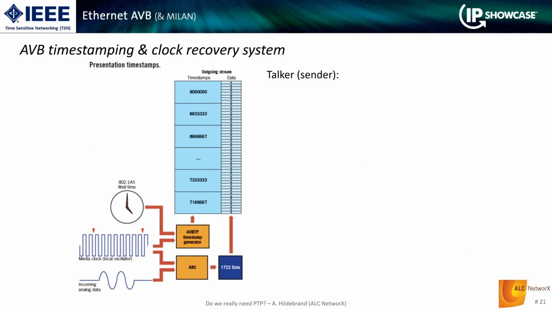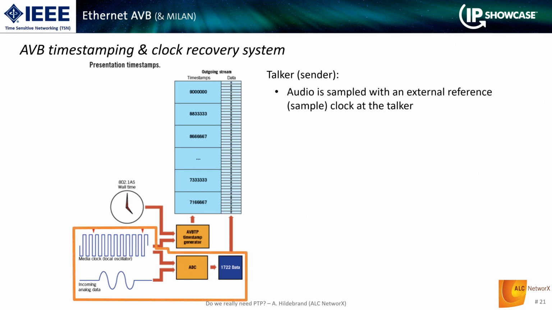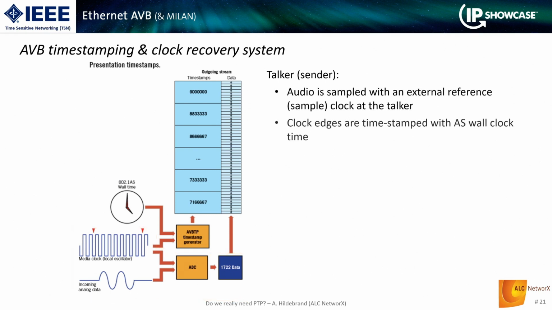Now here's a typical picture of a talker. The senders, their slang, it's a talker. Now the talker has a clock. That clock is synchronized by gPTP. It's a variant of PTP. So the input clock may be free running or following an external device, and we have a reference clock which is not synchronous to the media clock. So we have an asynchronicity between the media clock and the reference wall clock, right?